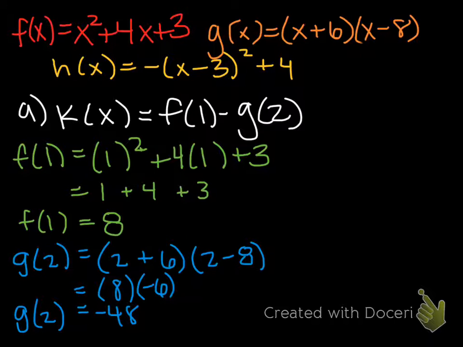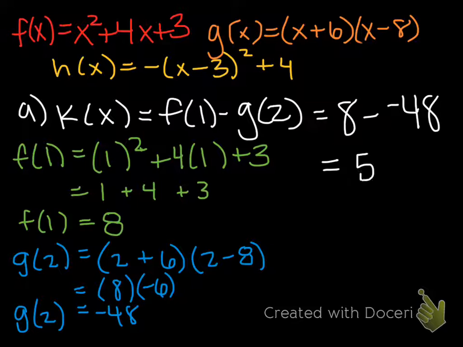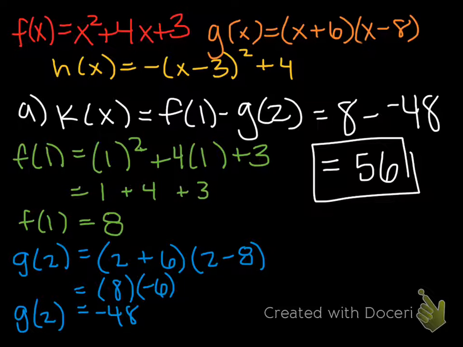Now, the last part that we need to do is I need to take all this information and put it together. So when I come back up here, I'm going to replace my f of 1 with the 8 that it's equal to. Now I'm going to replace, and notice I wrote minus because there's a minus in the equation, g of 2 again with what it's equal to, which is the negative 48. And 8 minus 48 is going to give us a positive 56 because the double negative will turn into a plus.